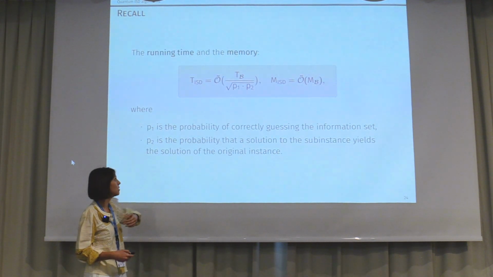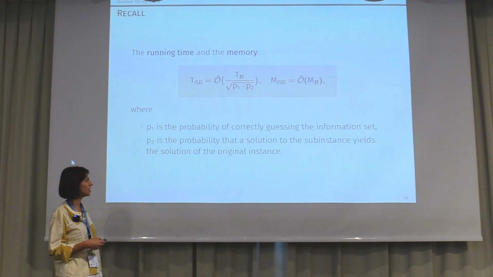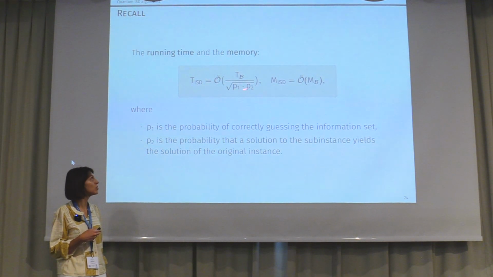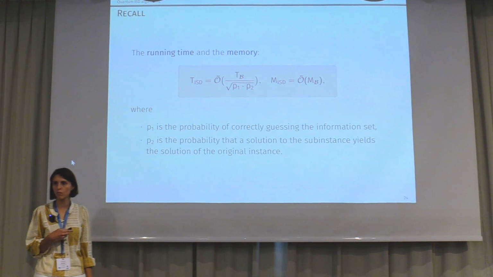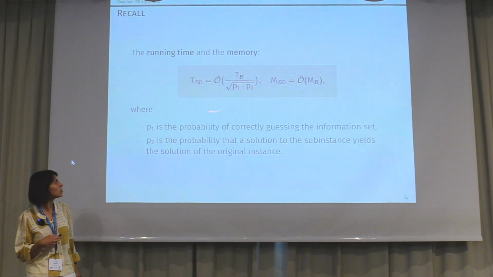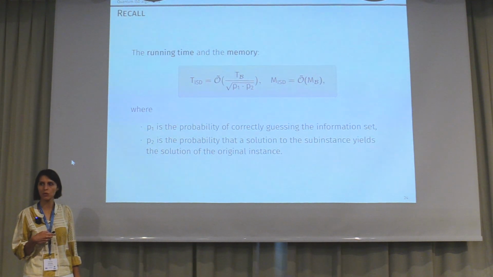So the running time and the memory of this type of algorithms is very similar to the one that we saw for the classical case. The crucial difference is this square root of P1 times P2, where this expression corresponds to the probability of finding a solution. Can anybody guess where this improvement comes from? Instead of having 1 over P1 times P2, we now have 1 over square root of P1 times P2.